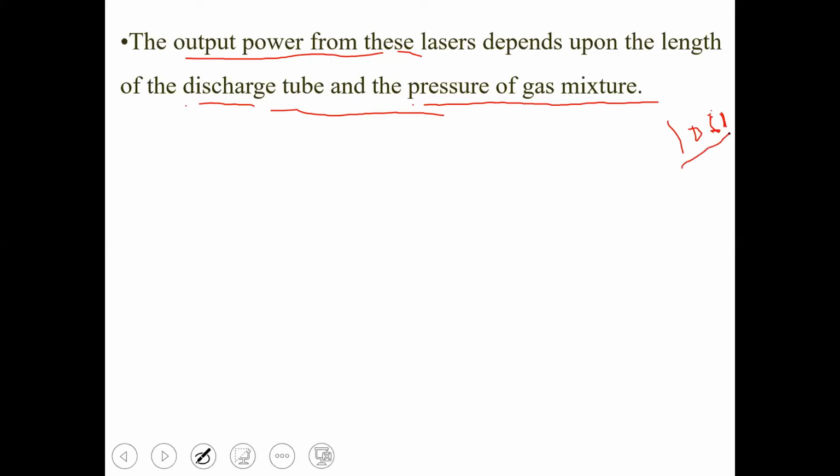But if we vary the ratio, say 8:2 or 9:1, it gives a different wavelength, a different emission and a different spectrum. The output power or output wavelength depends on the discharge length of the discharge tube and the pressure inside the gas.